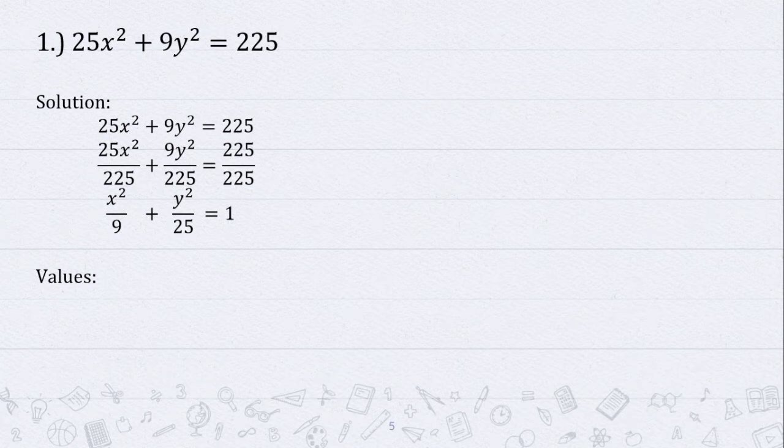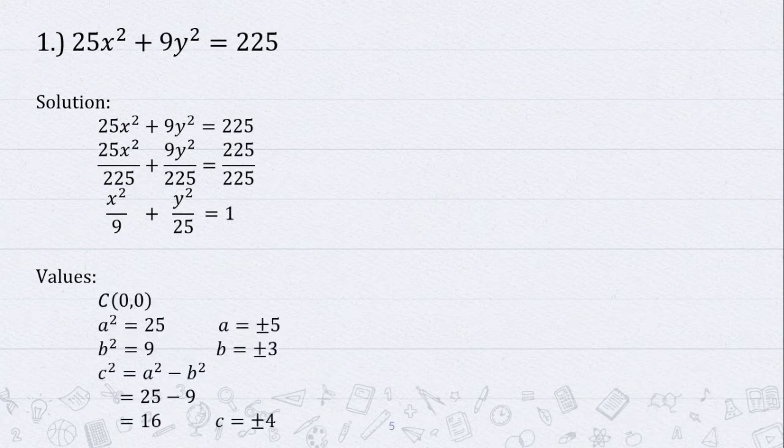We have here our center at 0, 0. Our a squared is our bigger denominator, which is 25. So the square root of 25 is equal to plus or minus 5. Our b squared is our smaller denominator, which is 9. Therefore, the square root of 9 is positive or negative 3.